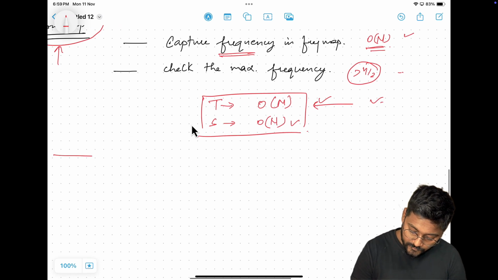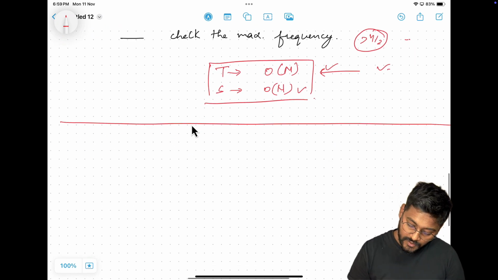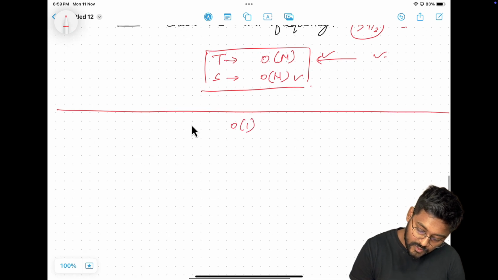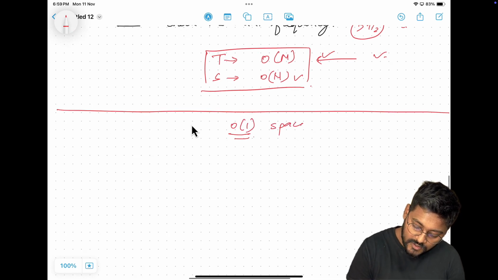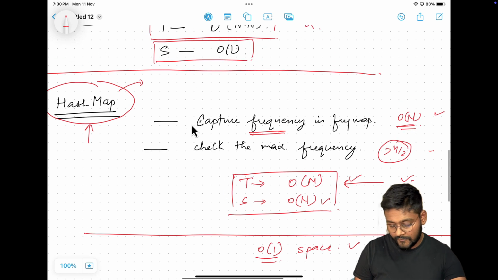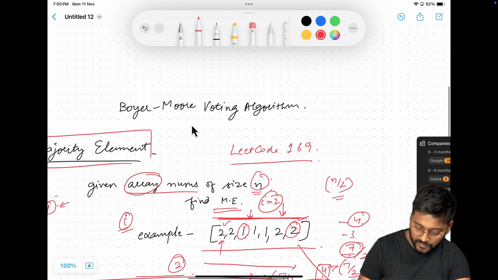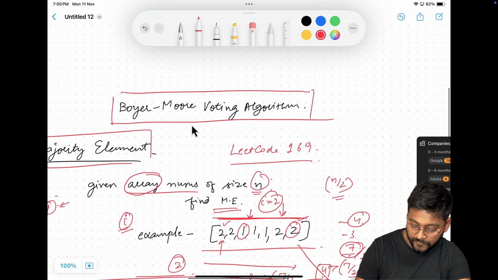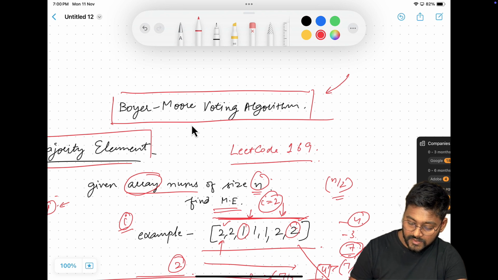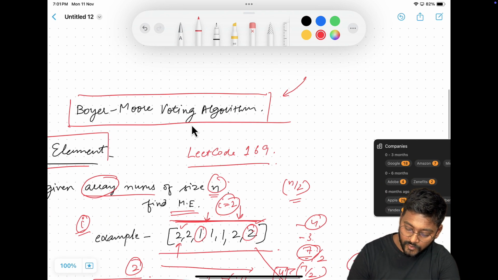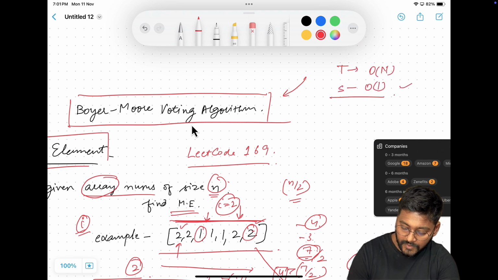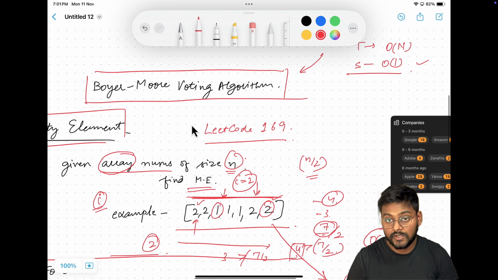but the interviewer is ready to ask you a follow-up question: whether you can solve this question in constant space or not. It means that you don't have to take an extra hash map. This requirement makes this problem very tricky, and now we must know this algorithm, the Boyer-Moore voting algorithm. This algorithm is going to help us find the majority element in order of n time, but in constant space, which is requested by the interviewer in the follow-up question.